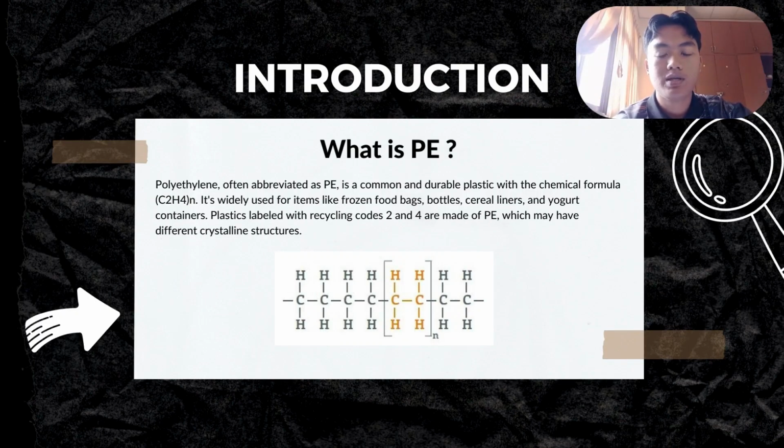What is polyethylene? Polyethylene, often abbreviated as PE, is a common durable plastic with the chemical formula C2H4. It's widely used for items like frozen food bags, bottles, serious lining and so on. Plastics labeled with recycling codes 2 and 4 are made of PE, which may have different crystalline structures.